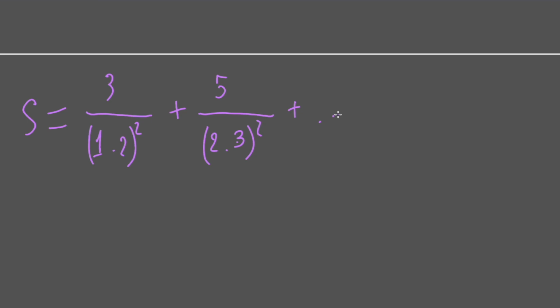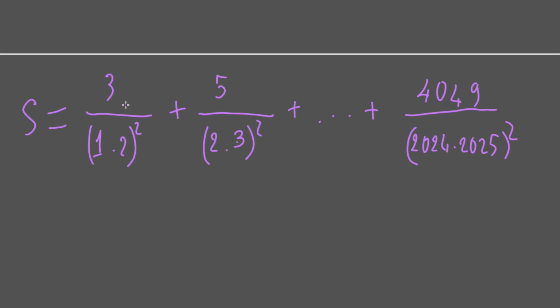Okay, we just put x equal to the sum in the problem, that is 3 over 1 multiplied by 2 square plus 5 over 2 multiplied by 3 square, and continue like this until 4049 over 2024 multiplied by 2025 square. Okay, we have to evaluate S here.